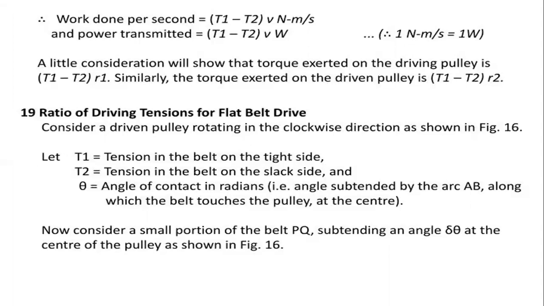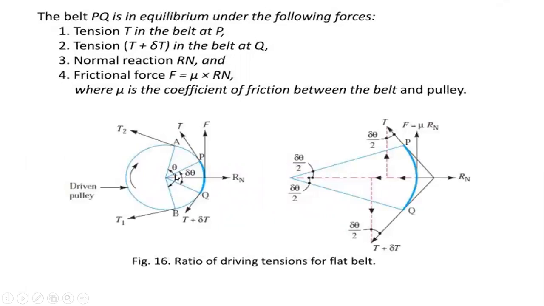Let T1 and T2 be the tensions in the belt on the tight side and on the slack side, and theta be the angle of contact in radians. Now consider a small portion of the belt PQ subtending an angle delta theta at the center of the pulley. So this is the portion we have to take in this driven pulley.